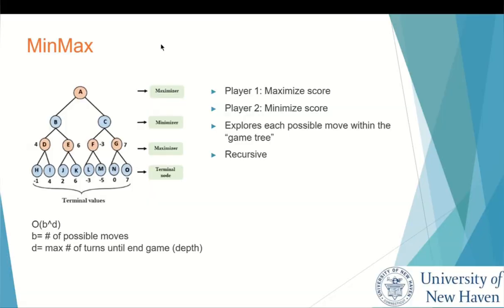Here we are using the min-max algorithm for implementing the Connect-4 game in artificial intelligence. Here we are choosing player 1 as maximizing the score and player 2 as minimizing the score, and we have to explore each possible move within the game tree. We should apply the recursive method to evaluate the states again and again in order to play the game. As we are using the min-max algorithm, the time complexity of this algorithm is O of b to the power d, where b is the total number of possible moves and d is the maximum number of turns until the game ends, that means the depth of the tree.